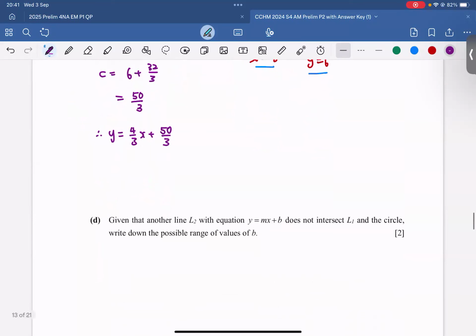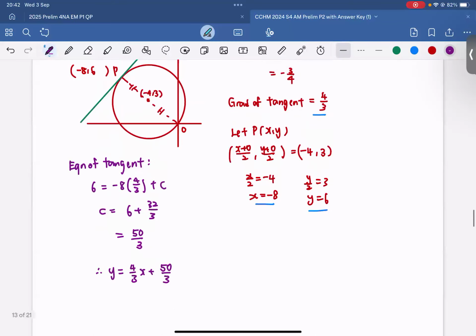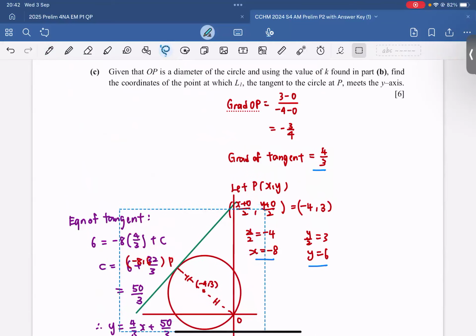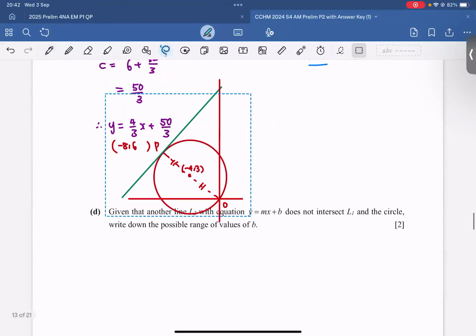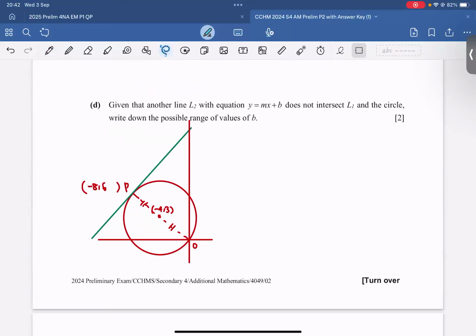Okay, next question. Given that another line L2 does not intersect L1 and the circle, write down the possible range. So let's bring this down. If they don't intersect the circle, then we know that these lines must be parallel to the green line. So you can see this green line is just y equals mx plus 0.